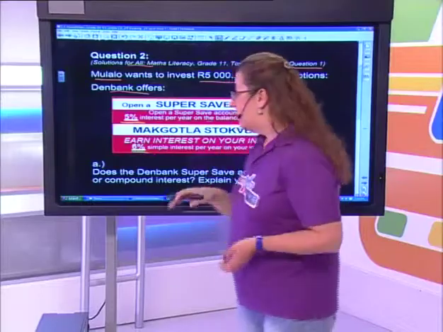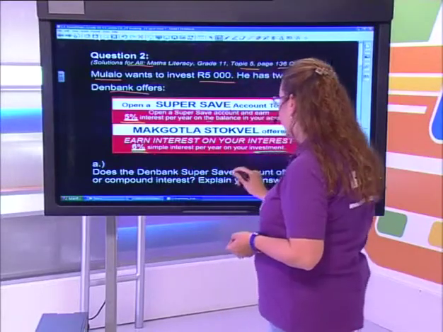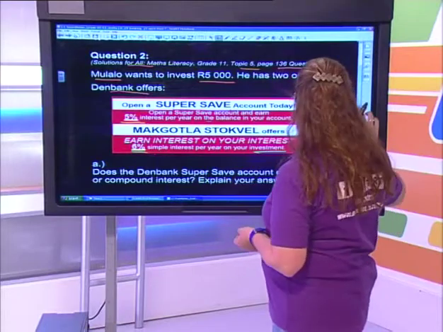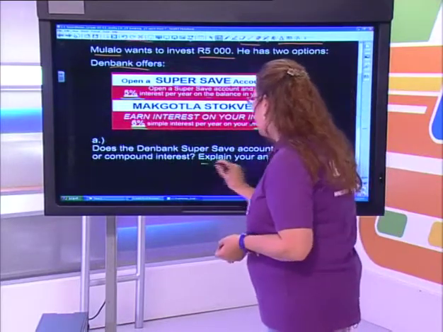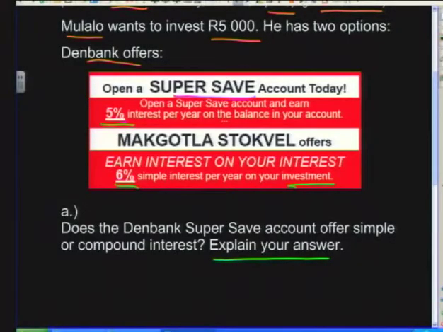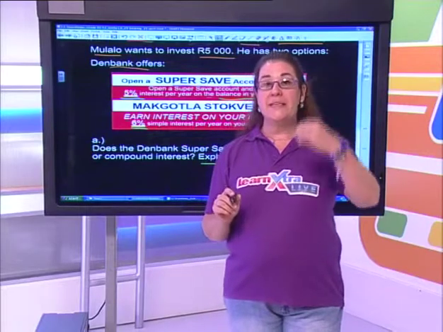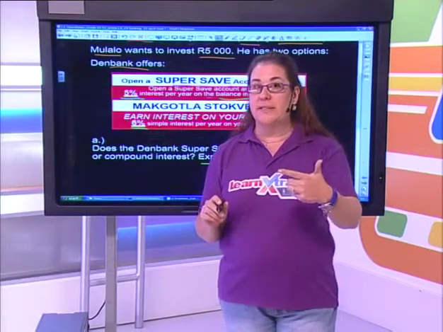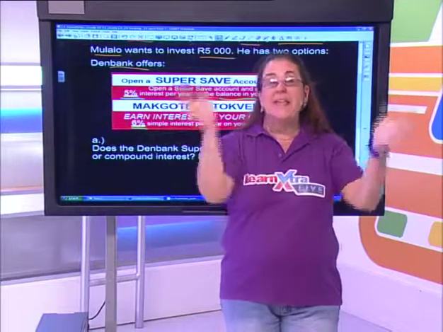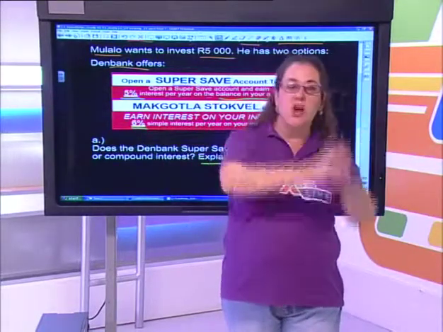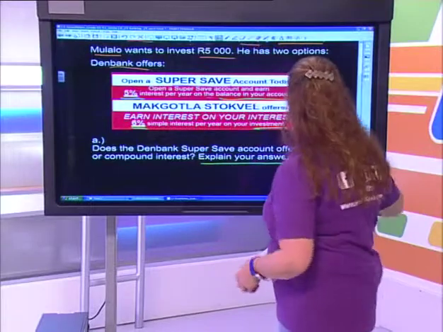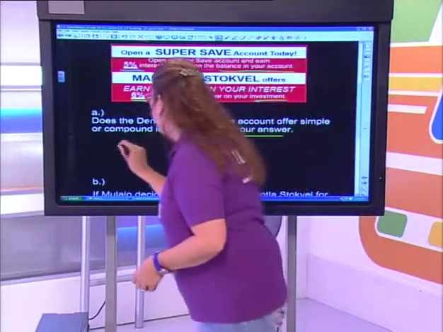So, does the Super Saver account offer simple or compound interest? Explain your answer. So, we need to read that again. You earn 5% interest per year on the balance in your account. So, is it simple or is it compound? Now, because it's on the balance, that includes everything that's in your account. That's what you started with and the interest. It means that you are paying compound.